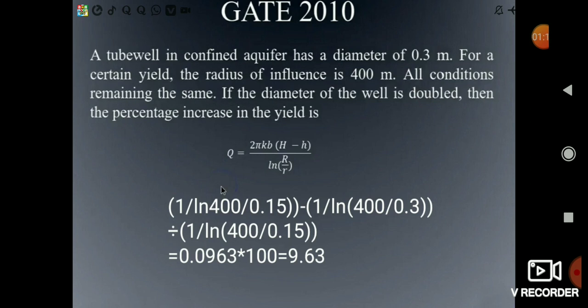Friends, remember that yield is also called discharge. Yield value is the discharge value. So you don't need to calculate everything, that 2 pi kb h1 minus h2. You don't need to put all these things. You simply take 1 by ln capital R by small r1 minus 1 by ln capital R by small r2. Means in the second case you put, and in the first case you put, and divide by the first case, and then multiply by 100. That is 9.63%, which will be the correct answer.